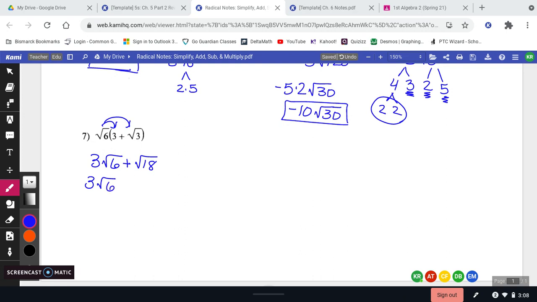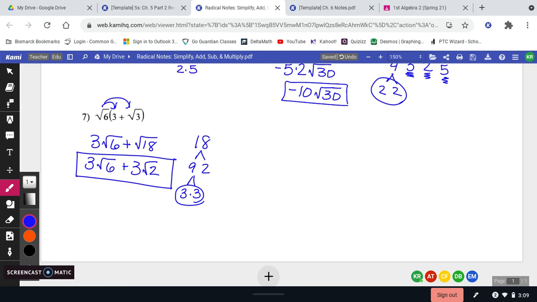Okay, so 3 root 6 plus, now 18, I can simplify. A 9 and a 2, and then my 9 is a 3 and a 3. So pair of 3s, and I can bring out my 2. 6 is just a 3 and a 2, so nothing I can do with that. And now that I have that simplified, I was able to simplify a little bit, but they still don't match as far as their radicals, so I can't add them together. So this is what you will have.